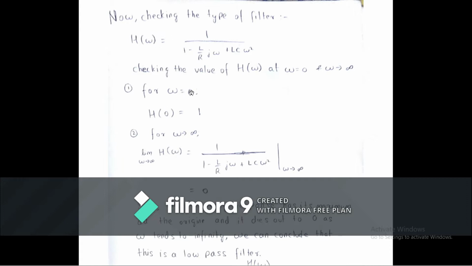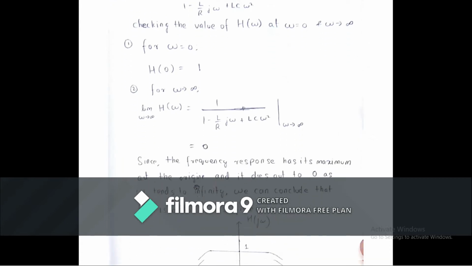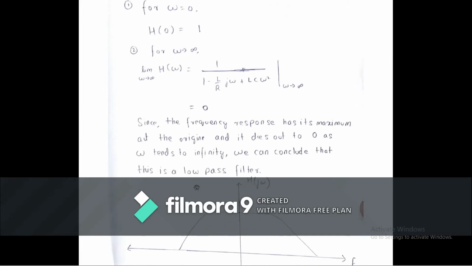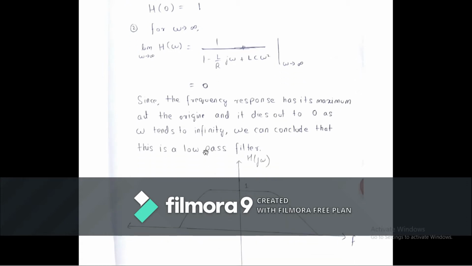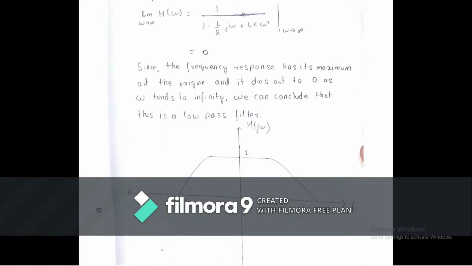Now to check the type of the filter, we take the frequency response. For omega equal to 0, we see that H of 0 will be equal to 1, while for omega tending to infinity, we see that H of omega will tend to 0. Since the frequency response has its maximum at the origin and it dies out to 0 as omega tends to infinity, we can conclude that this is a low pass filter with a characteristic frequency graph like this.